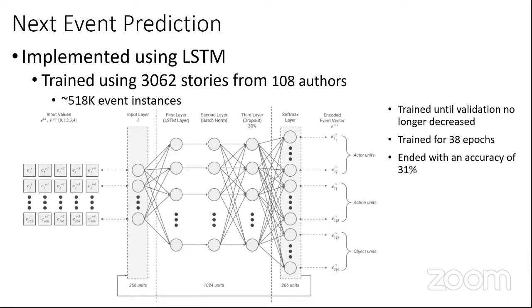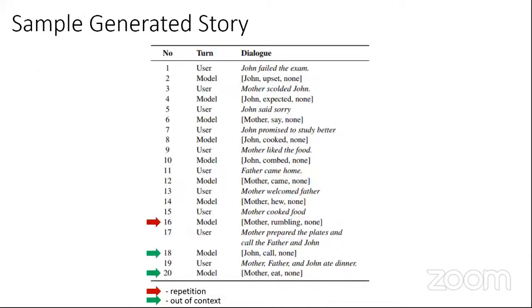So that is the architecture, and this was trained until no further decrease in validation accuracy was seen, which took a total of 38 epochs. Unfortunately, at the end of the solution, we only ended up with an accuracy of 31%. And to see how this actually fares, I have an example of a story being generated here. The test done was that the user and the model take turns having a conversation. And here we have the standard scenario of just what's happening inside a normal house.